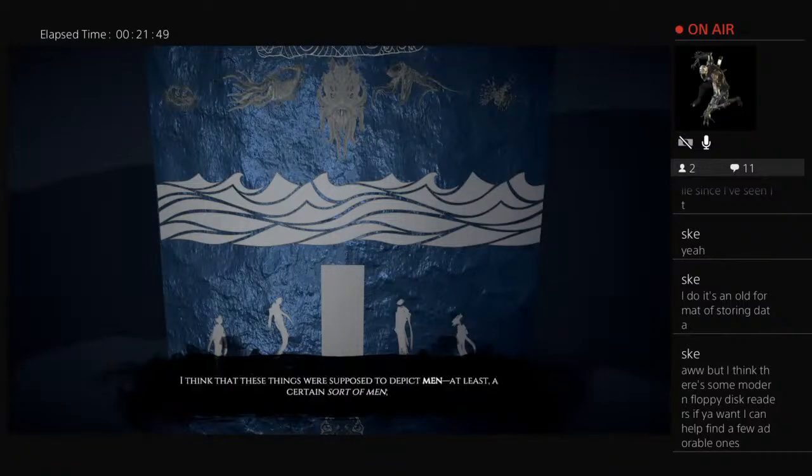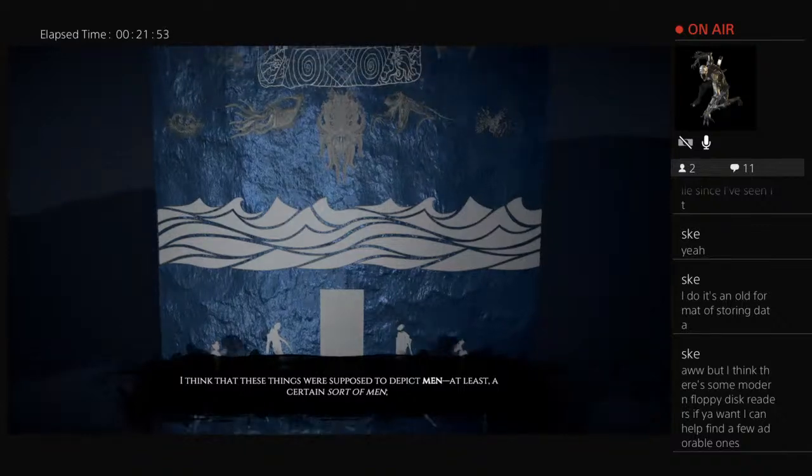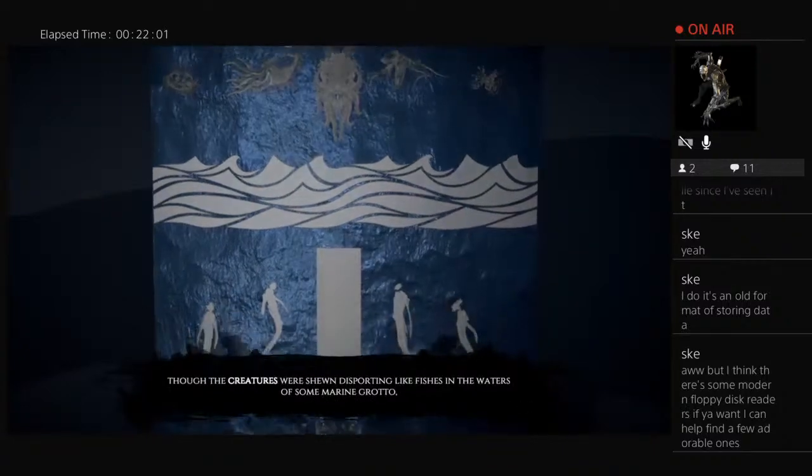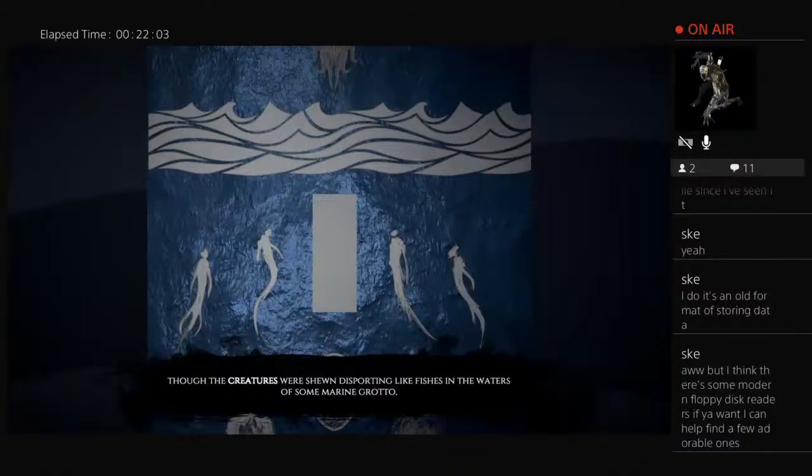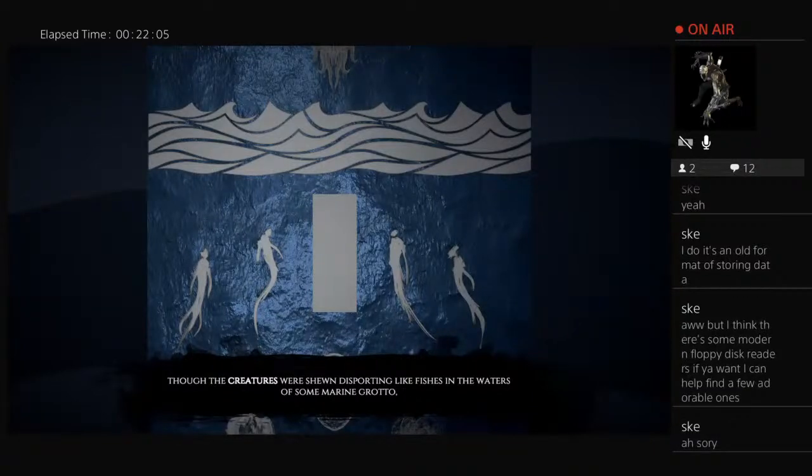Diane. These things were supposed to depict men, at least a certain sort of men. When I die, somebody's got to wear a Grim Reaper costume at my funeral. I'll do it. I'll wear the Grim Reaper costume at your funeral. I'll have a smart watch on. I'll be like, man, he's late to his own funeral.